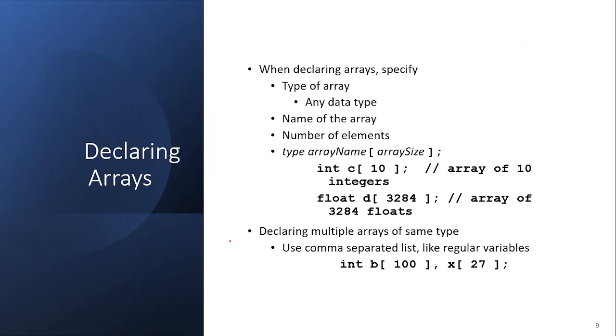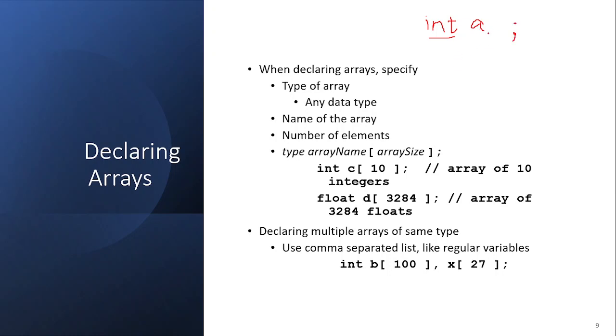So first let us learn how you declare arrays. Just like any other variable, in order to declare a variable you first specify the type. Say for example you want to declare an integer variable, so you specify the type and then you specify the name, say int a. That is what you do with a normal variable.